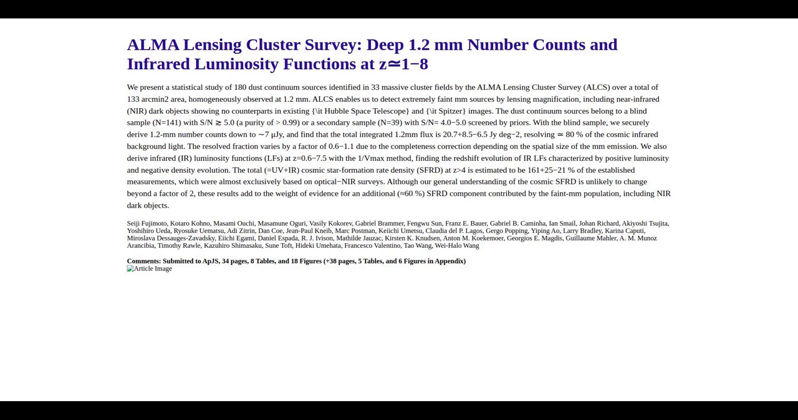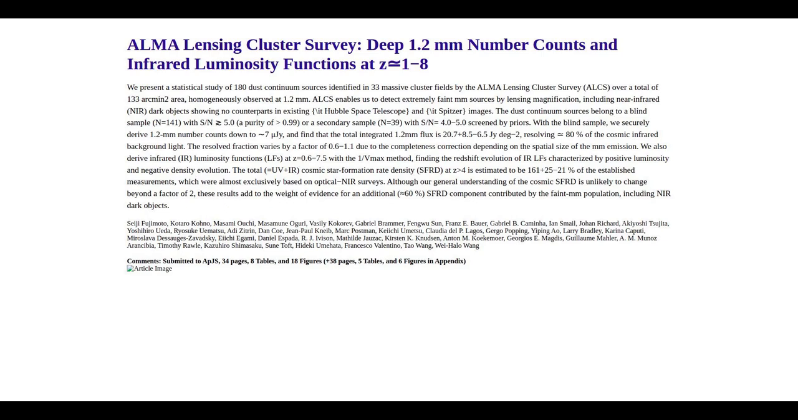The dust continuum sources belong to a blind sample with S/N ≥ 5.0 or a secondary sample with S/N = 4.0-5.0 screened by priors. With the blind sample, we securely derive 1.2 mm number counts down to 7 μJy and find that the total integrated 1.2 mm flux is 20.7 Jy deg⁻², resolving 80% of the cosmic infrared background light. The resolved fraction varies by a factor of 0.6-1.1 due to the completeness correction depending on the spatial size of the emission.